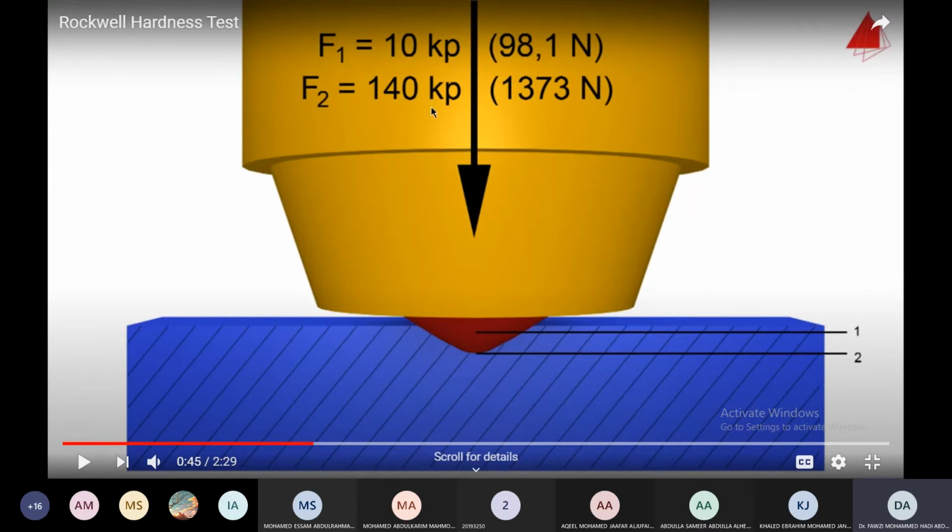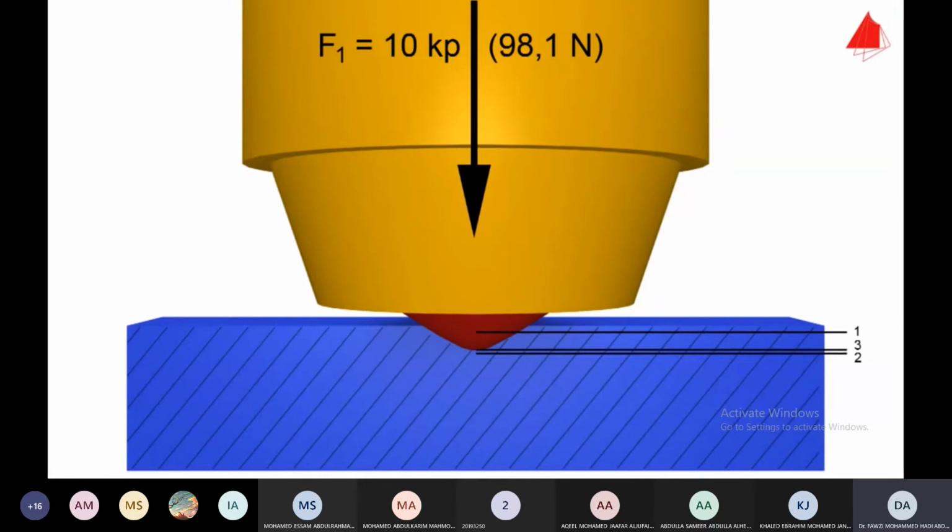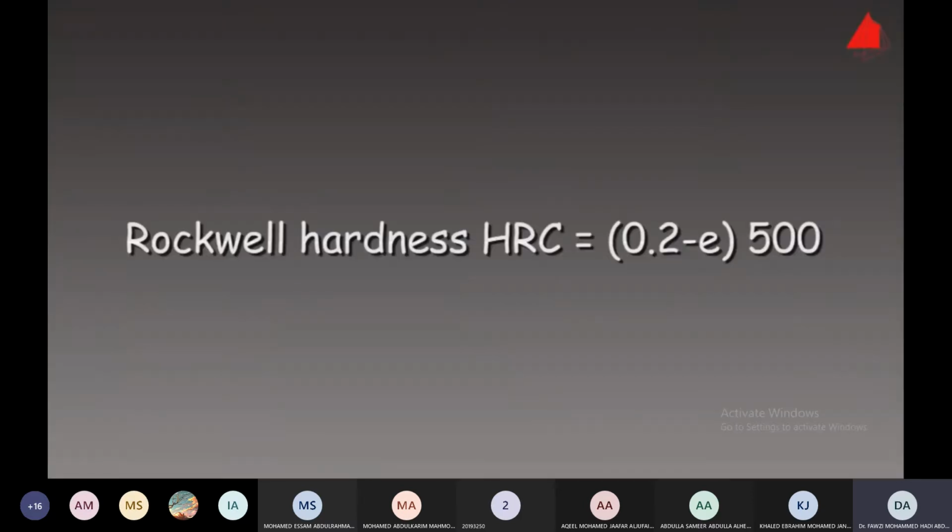This is done in order to test them, and this is called the major load which is applied there. This means that an overall force of 150 kilopons is now acting on the indenter, and this force is held for a certain time. In step 3, the major force is removed again. While the minor force is still acting, the permanent increase in depth of indentation E is measured. This is how the Rockwell hardness is calculated.